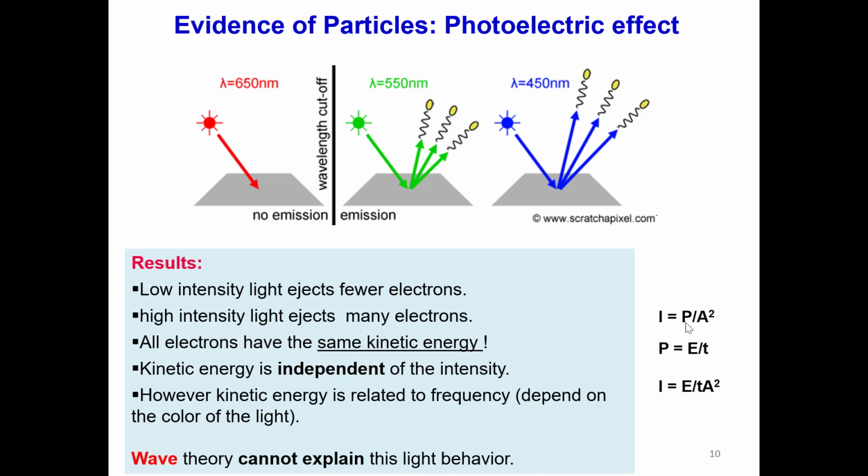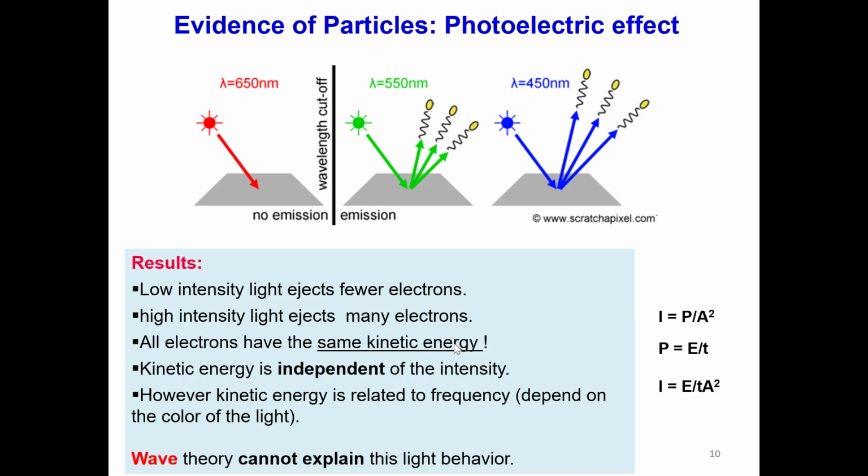We know the intensity is the power per unit area, and the power is the rate of energy. It is how much energy per unit time. If we combine these two equations, then the intensity equals the rate of energy per unit area. This is the equation that explains the intensity in any wave. Yes, the intensity depends on the energy: more energy, more intensity; less energy, less intensity. But that doesn't happen in this case, because low intensity and high intensity give the same kinetic energy. Then the wave theory cannot explain this behavior.